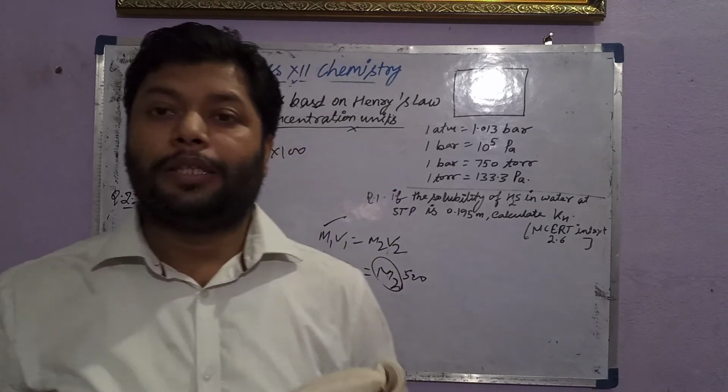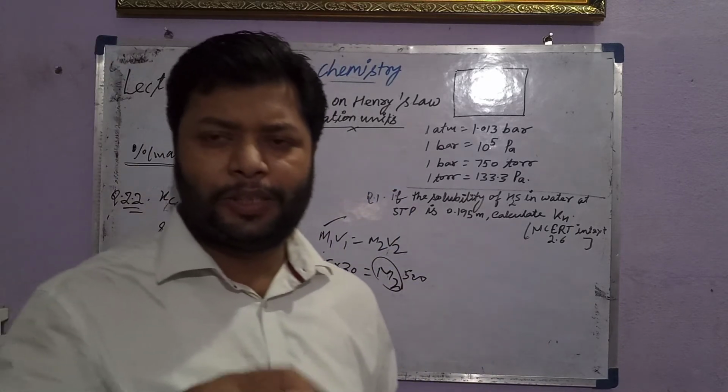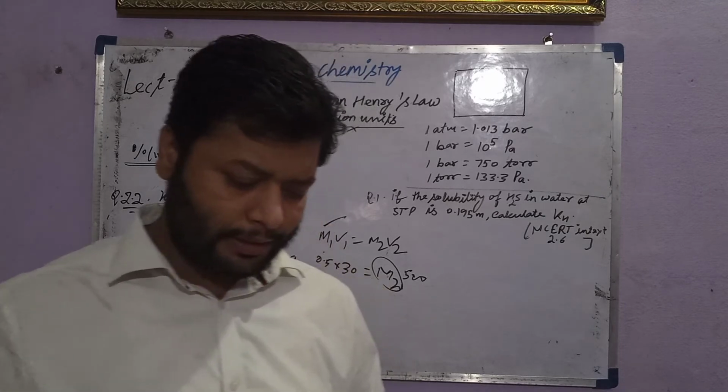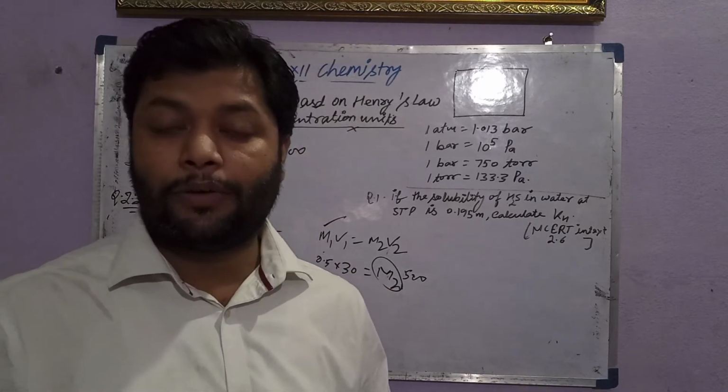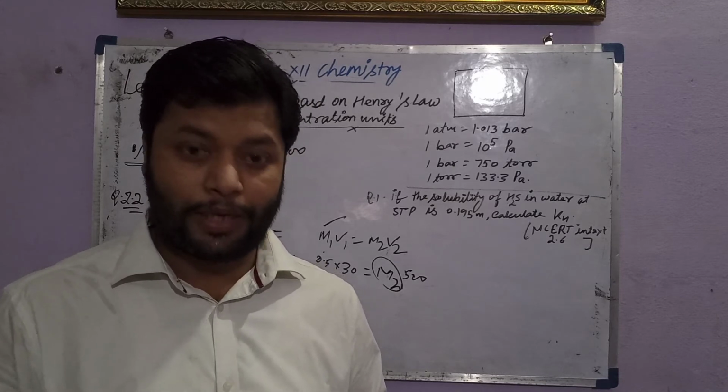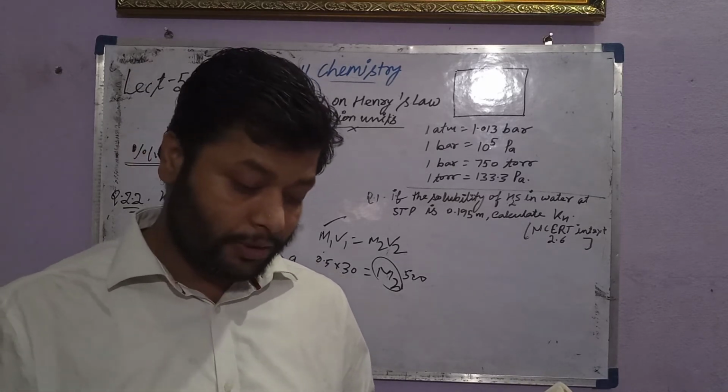I think the atomic mass of cobalt will be 61, 62 around something. I'm not exactly knowing. So you have to get the atomic mass of cobalt, then we'll solve this question. It is a very easy question.